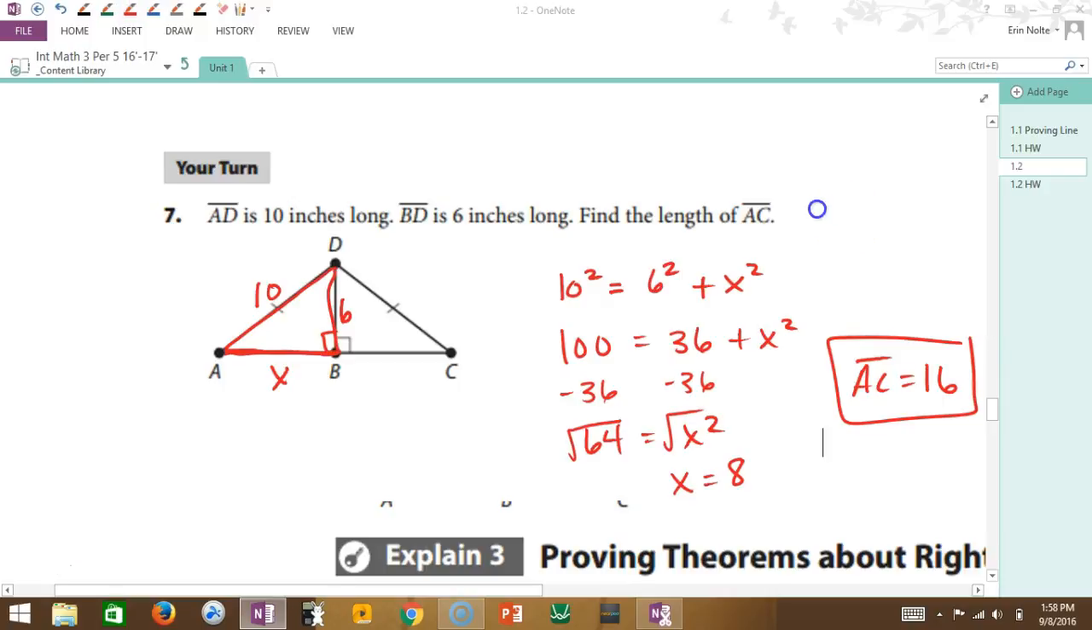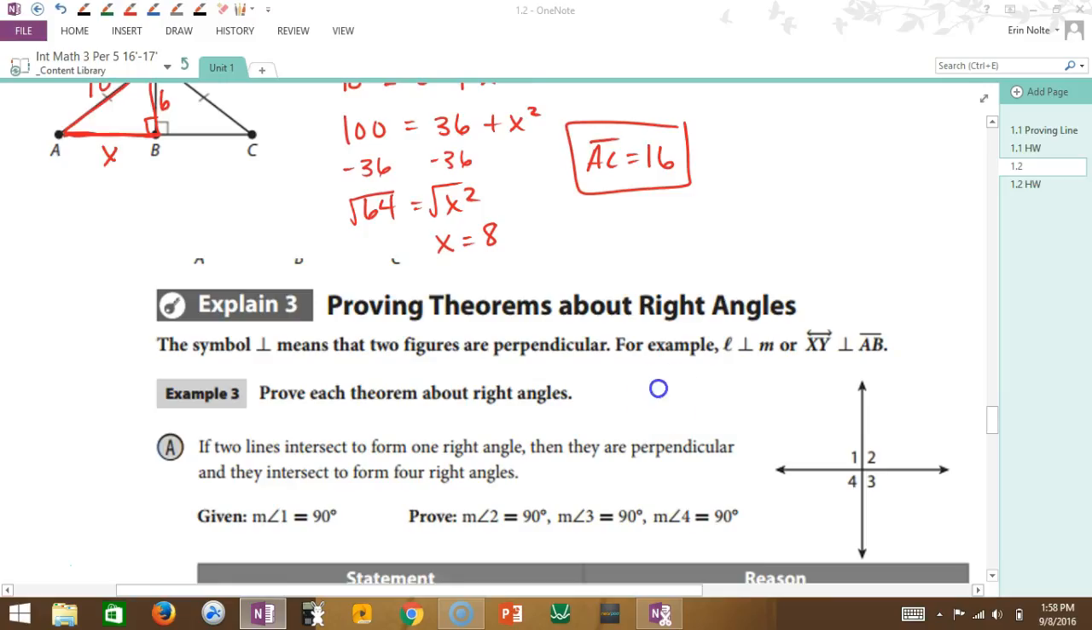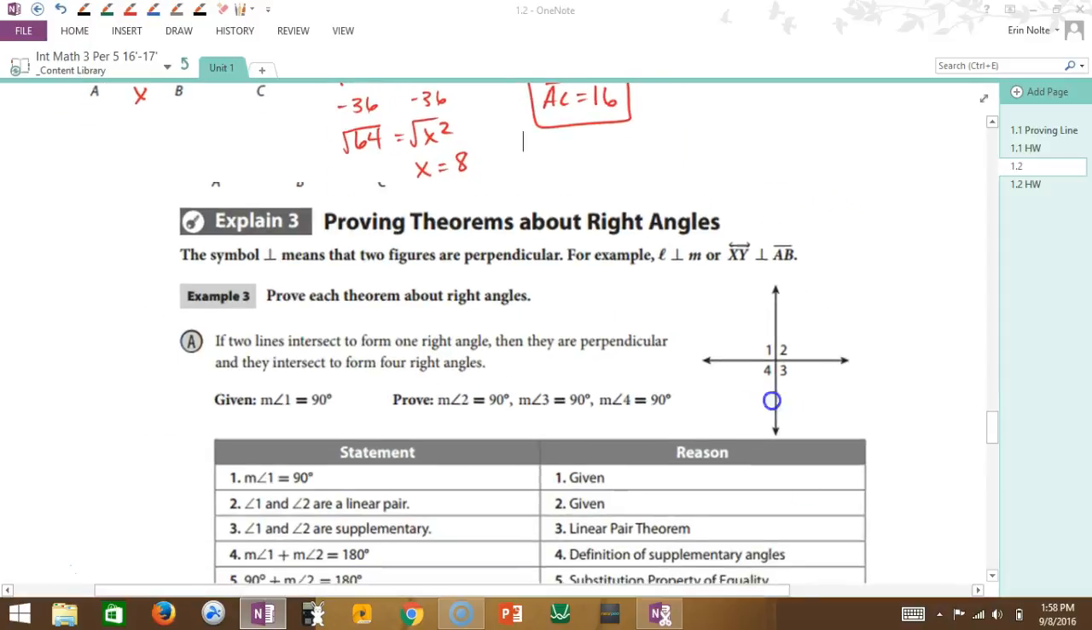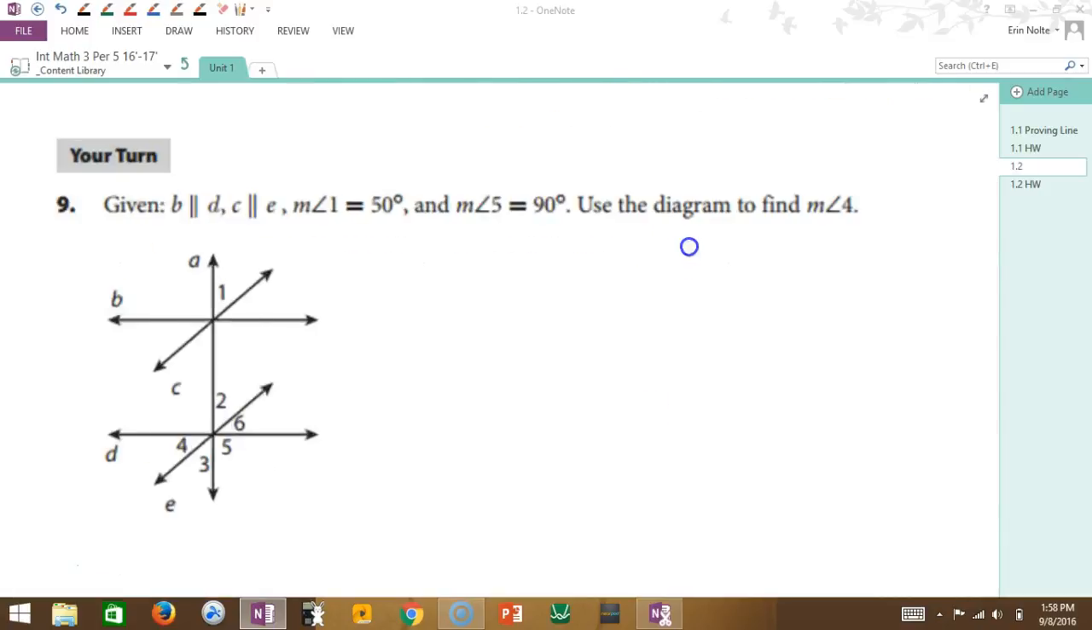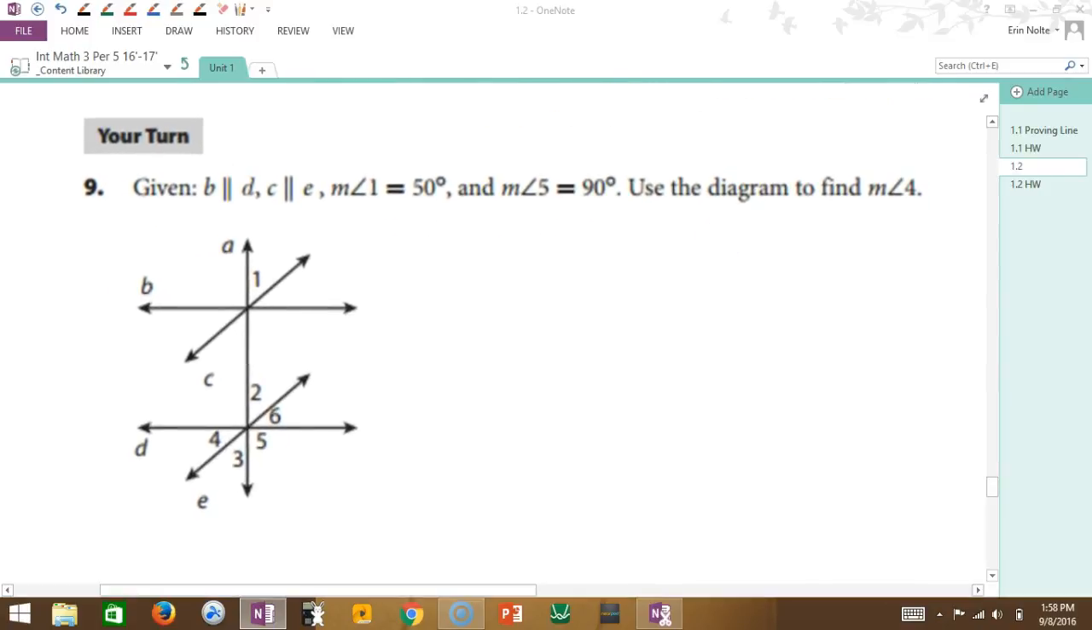Okay. Oh my gosh. Let's see. This goes through a proof. We're gonna not talk about that. Ooh, okay, so let's talk about this. So this is our last example.